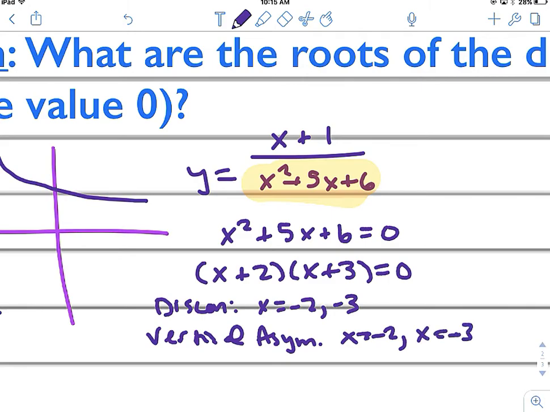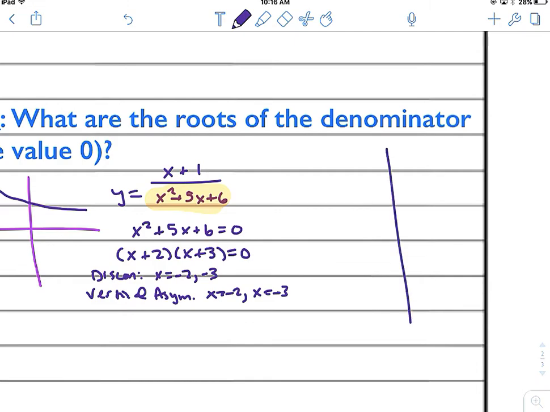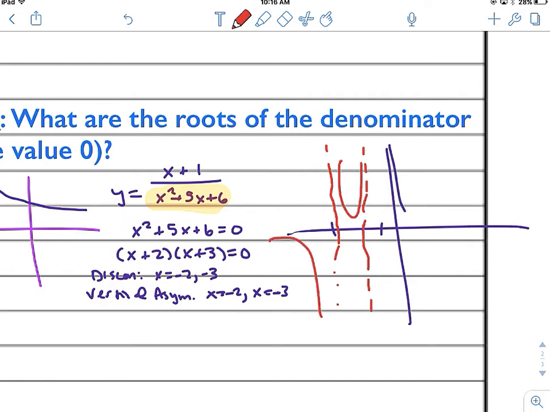And so again, if we go to the graph of this, what we expect to see is that at negative 2 and negative 3, we should have these asymptotes. And so our graph might do something kind of like this, where again we're seeing these two vertical asymptotes, and we're unable to actually cross them.